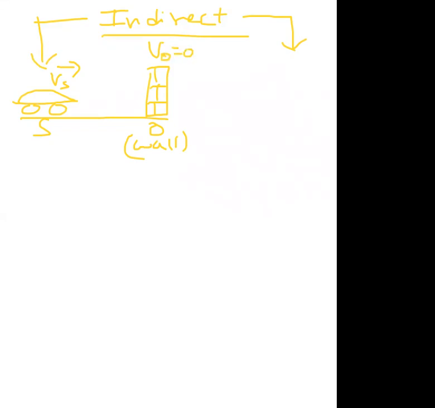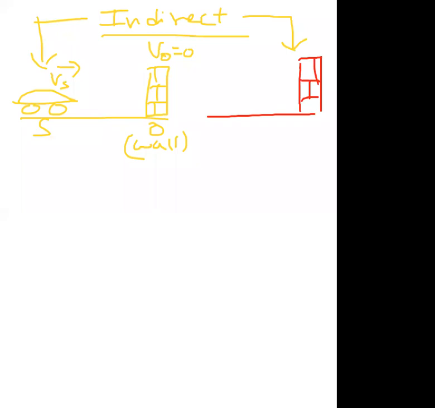So the wall velocity is 0, V naught is equal to 0. This is one situation. And one more situation is here: we are taking now the wall and the observer. Now the wall is treated as the source here.